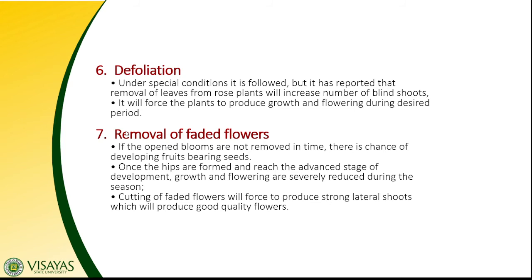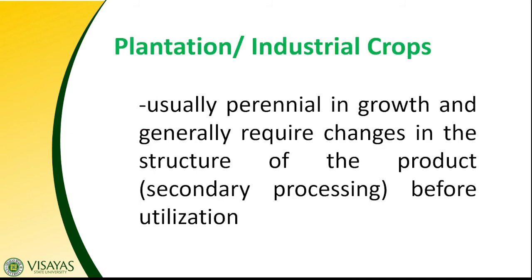Number seven practices is removal of faded flowers. So if the open blooms are not removed in time, there is chance of developing fruit-bearing seeds. And once the hips are formed and reach the advanced stage of development, growth and flowering are severely reduced during the season. And the cutting of these faded flowers will force to produce strong lateral shoots which will produce good quality flowers. So that's all for the ornamental crops aspect.